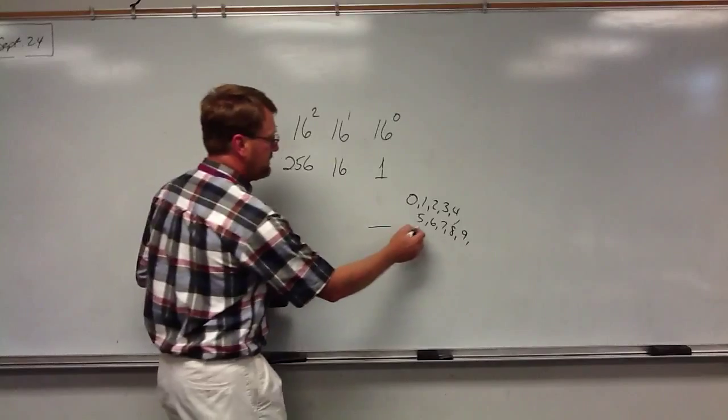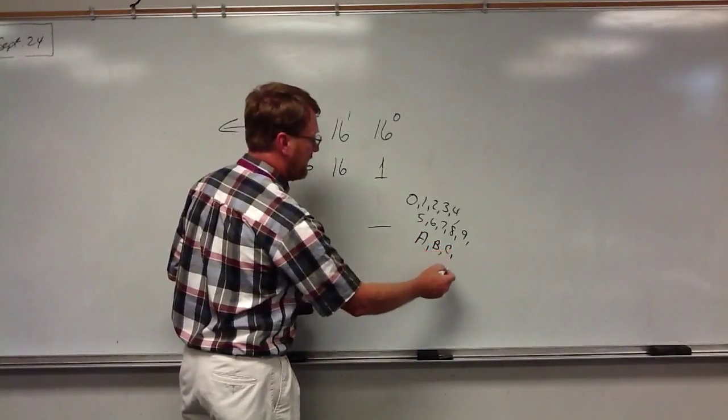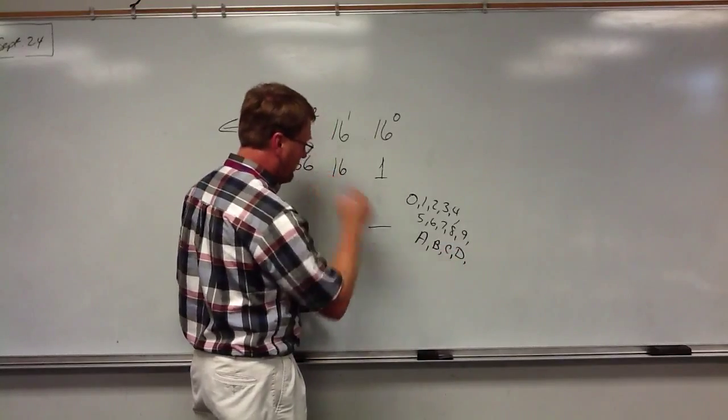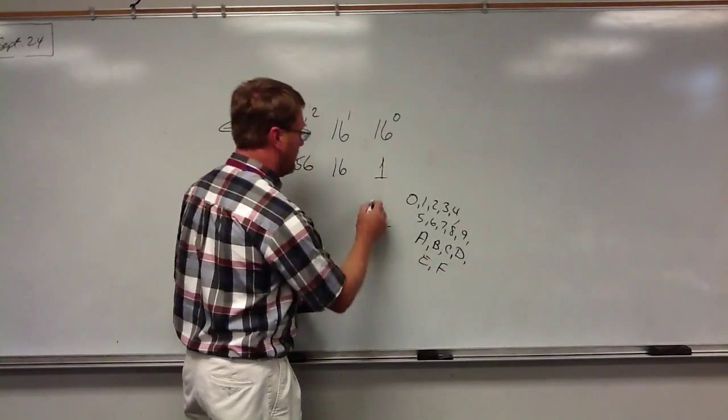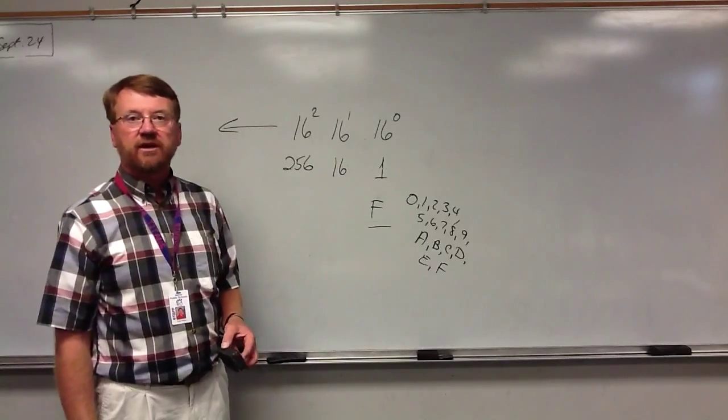What they came up with was something that's very familiar. A is 10, B is 11, C is 12, D is 13, E is 14, and F is 15. The letter F represents 15. What happens if you want a bigger number?